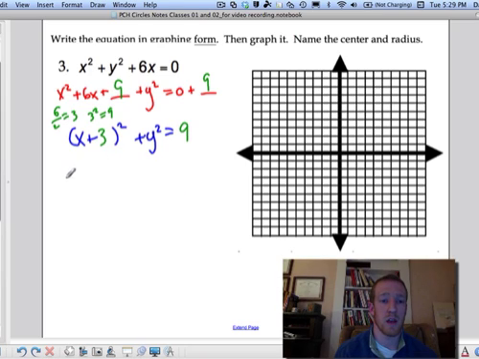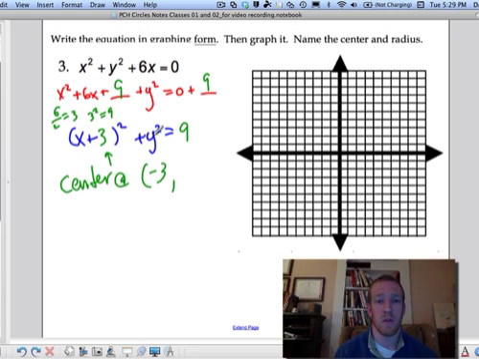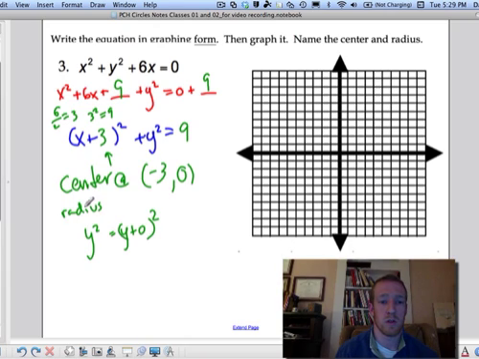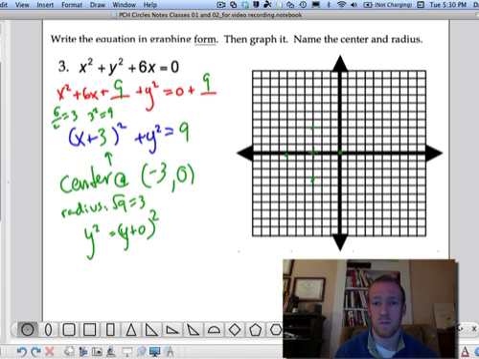So that tells me that I have a center at negative 3, because it's the opposite of this. And y squared is the same as (y plus 0) squared. So the y coordinate is 0 for my center, and my radius is the square root of 9, which is 3. So I go back 3, up 0, and my radius is 3, so 3, 3, 3, 3, and then there's my circle.